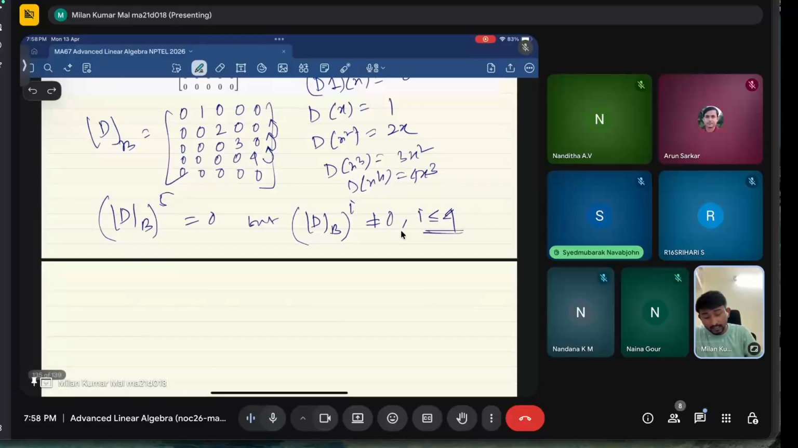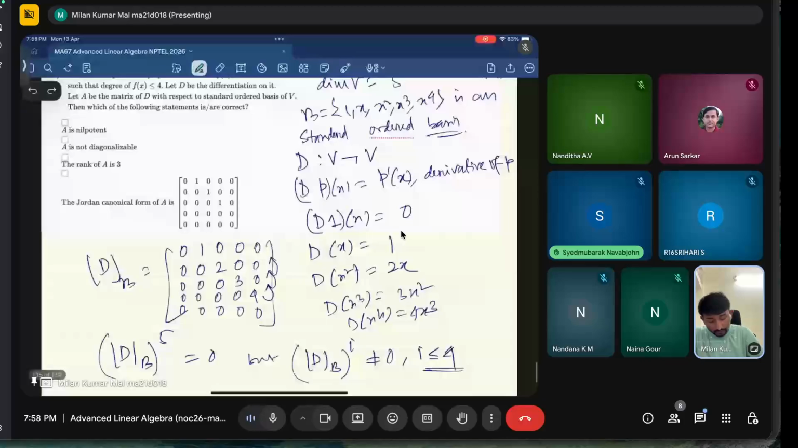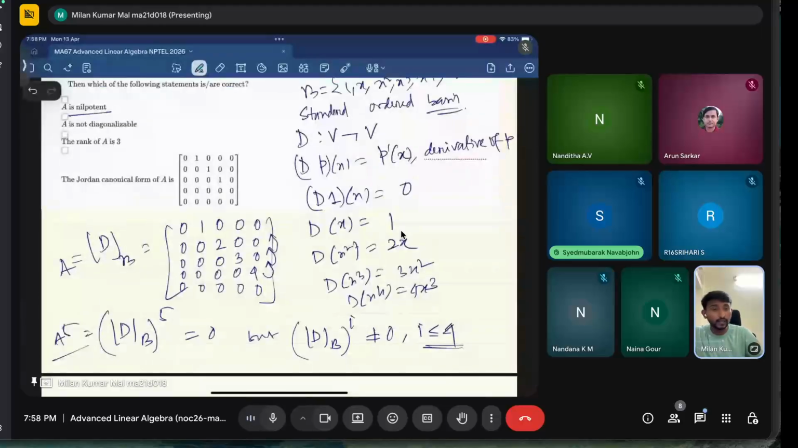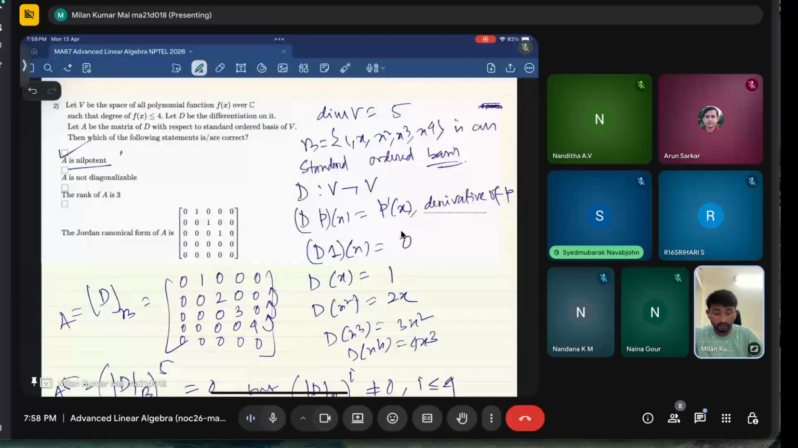Now let's see the options. A is nilpotent. That's true, because a power of A is actually 0, and you can check that. This type of matrix has this pattern. A is nilpotent with index 5. In fact the index is 5, since there is no lower power for which it becomes 0.